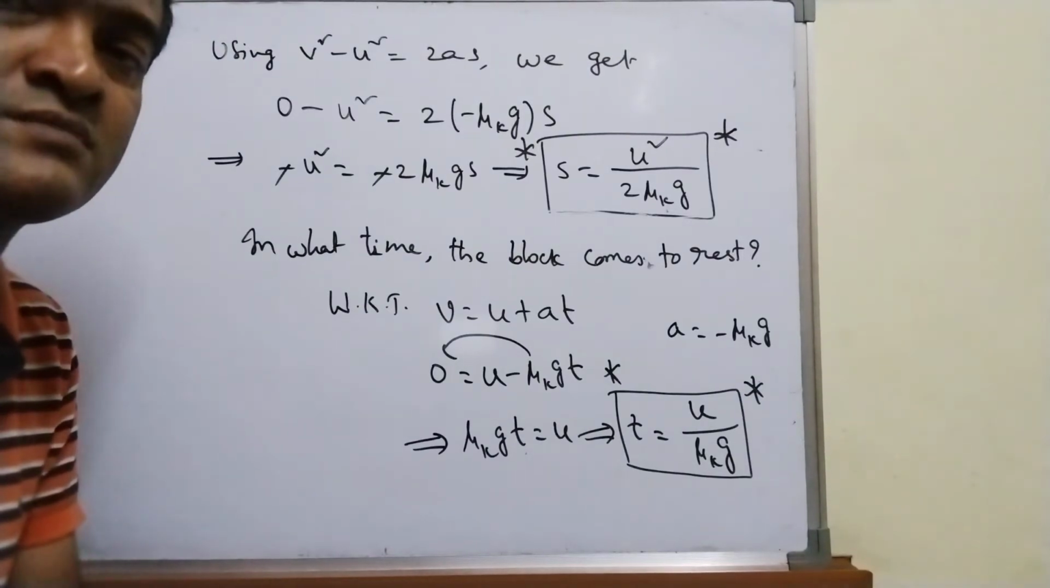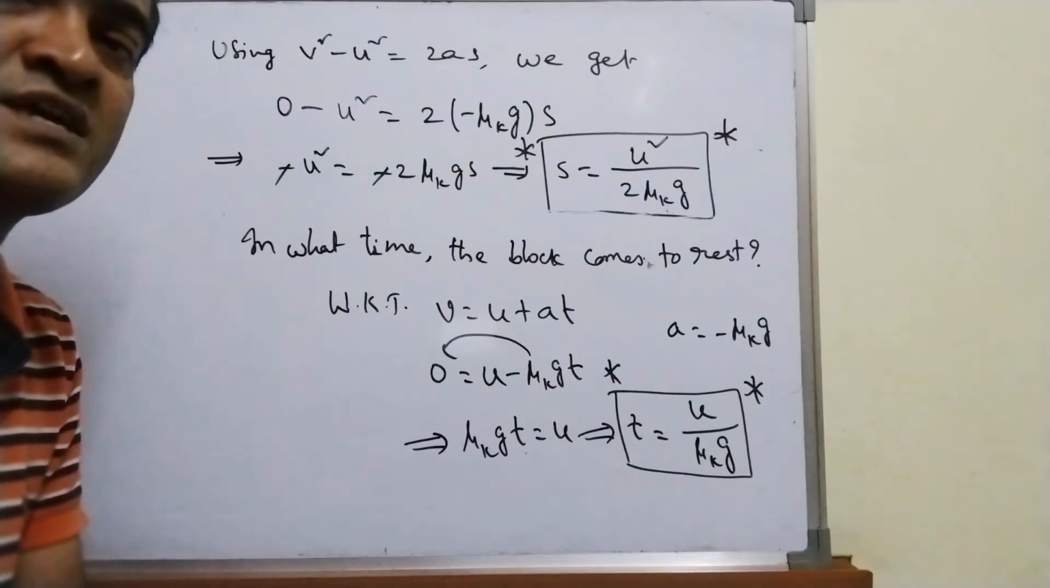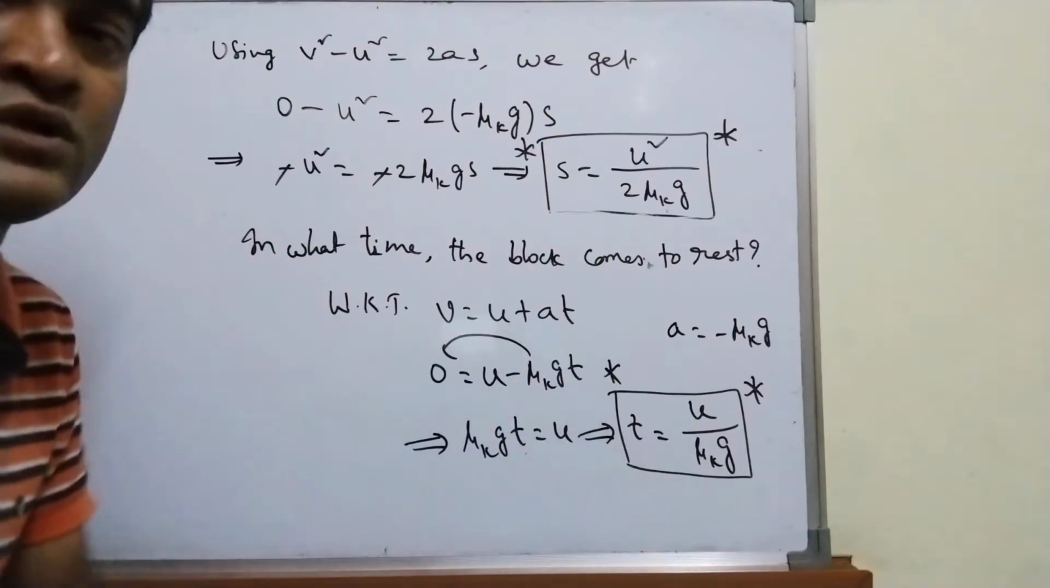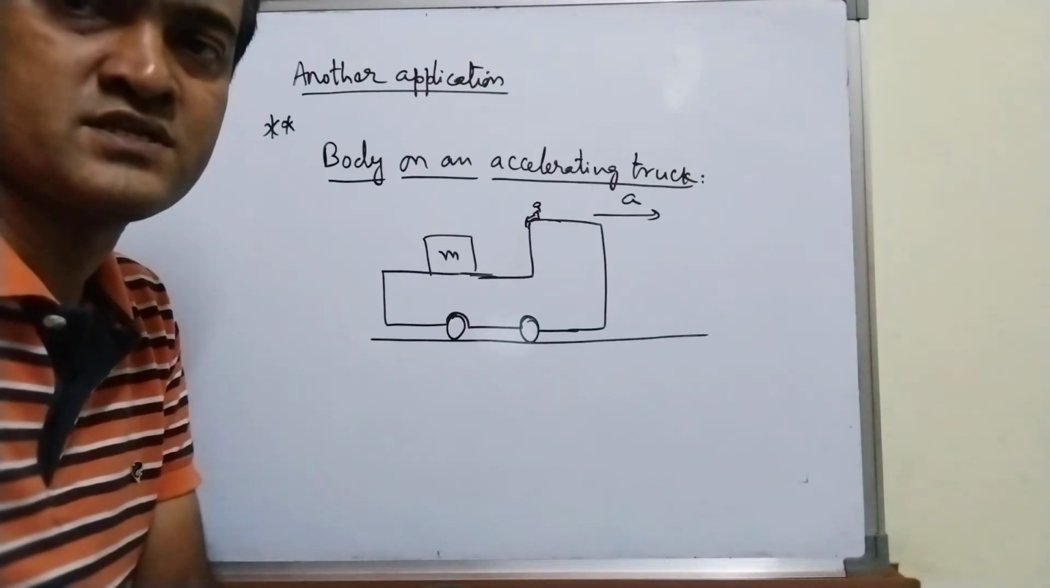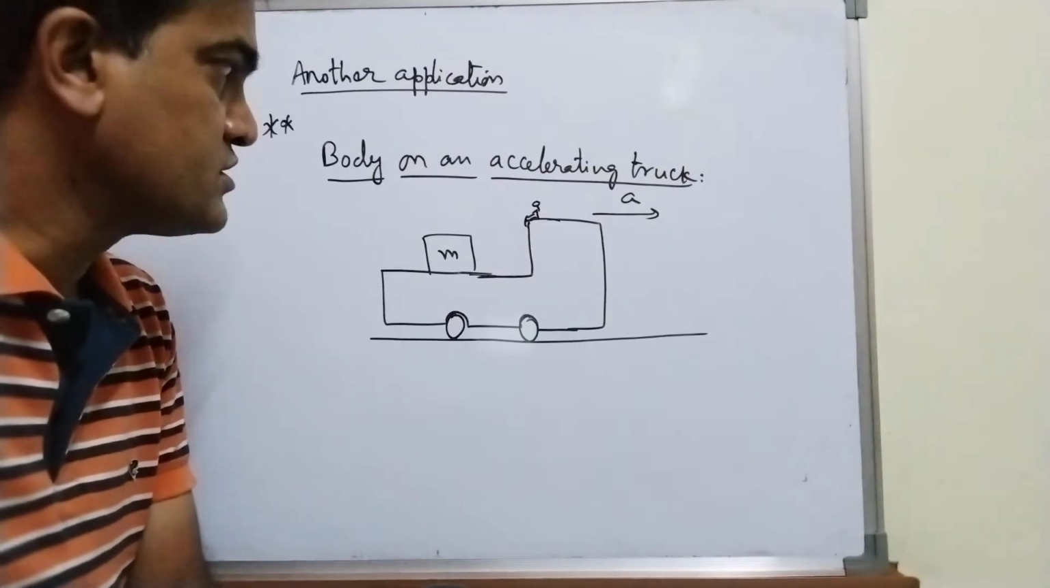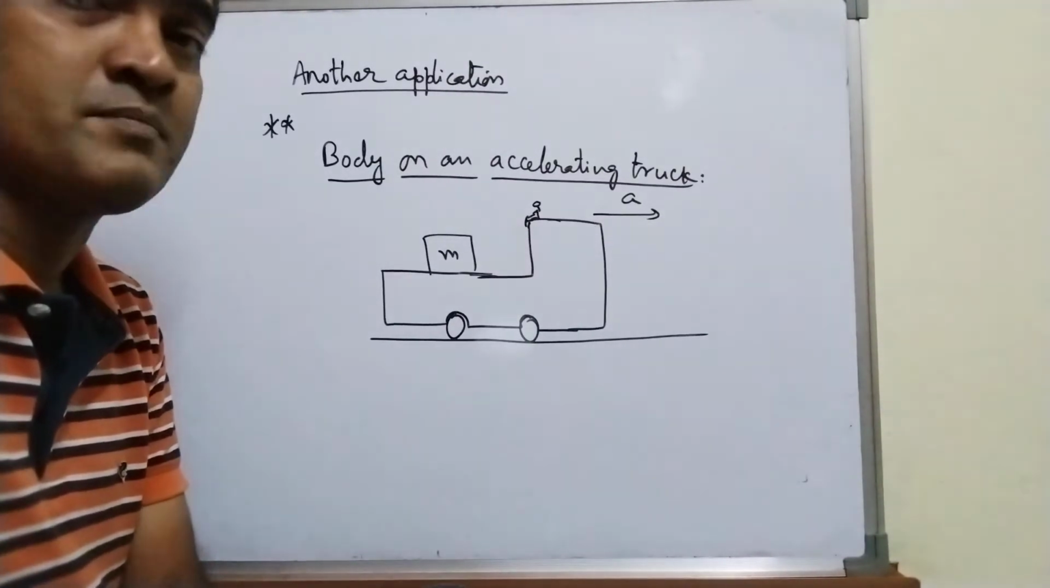He has taken the symbol for initial velocity as v. But here I have taken u only. Fine? Right. So this is another case, another application.